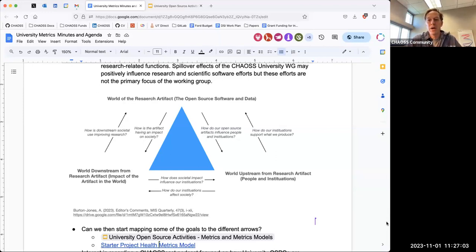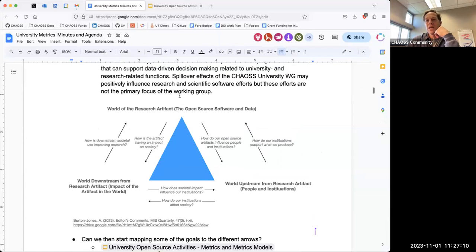To a point where, say, Megan is talking about understanding how to help people within the university understand, say, licensing. That's kind of this world of the research artifact. That's very internal to the university, perhaps.